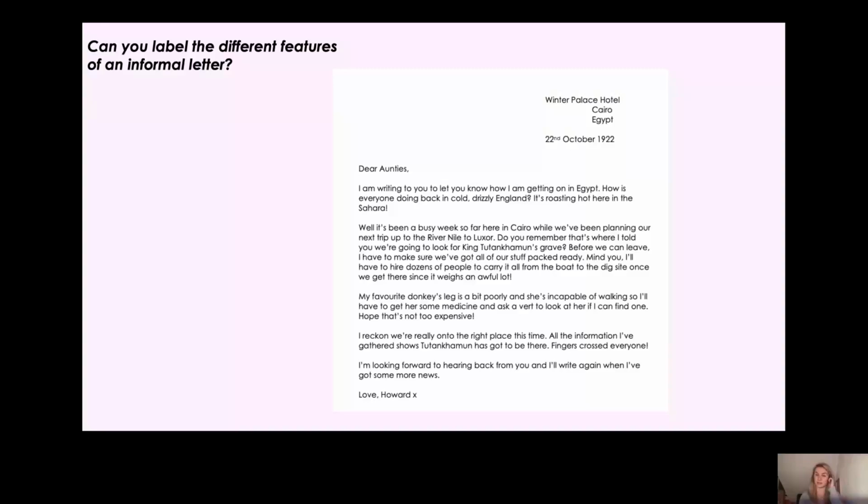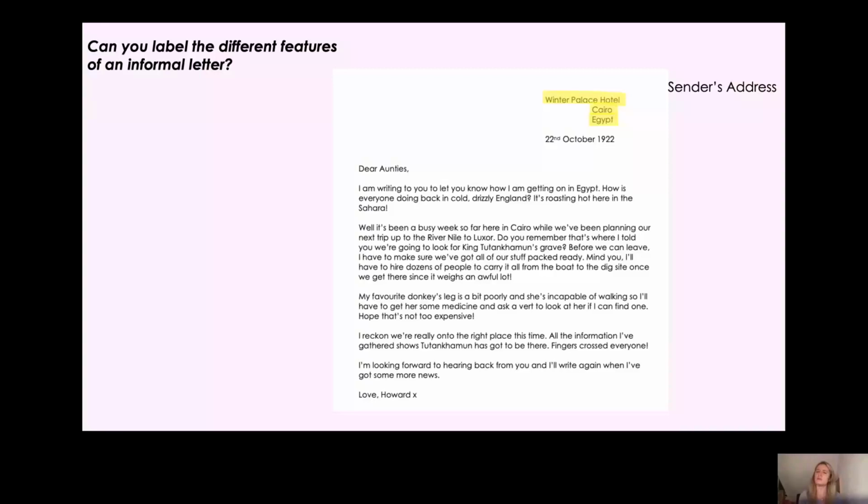Okay, Year 2, so let's go through them together. Well, what's the first feature that we have in an informal letter? Well, can you see it in the right-hand corner at the top? What was that called again? Yes, that was the address, wasn't it? Now, was it the sender's address or was it the person who's receiving the letter's address? Yes, that's right, it's the sender's address, isn't it? Because the person who's receiving the letter, their address is going to be on the envelope, isn't it? At the front, so the postman knows where to take the letter. So therefore, that is our first feature, the sender's address. And that is found in the top right-hand corner of our letter.